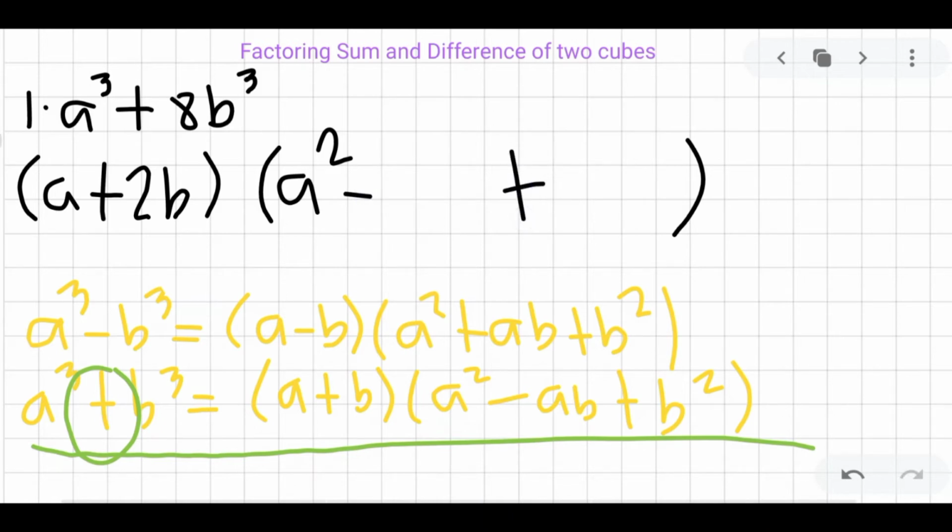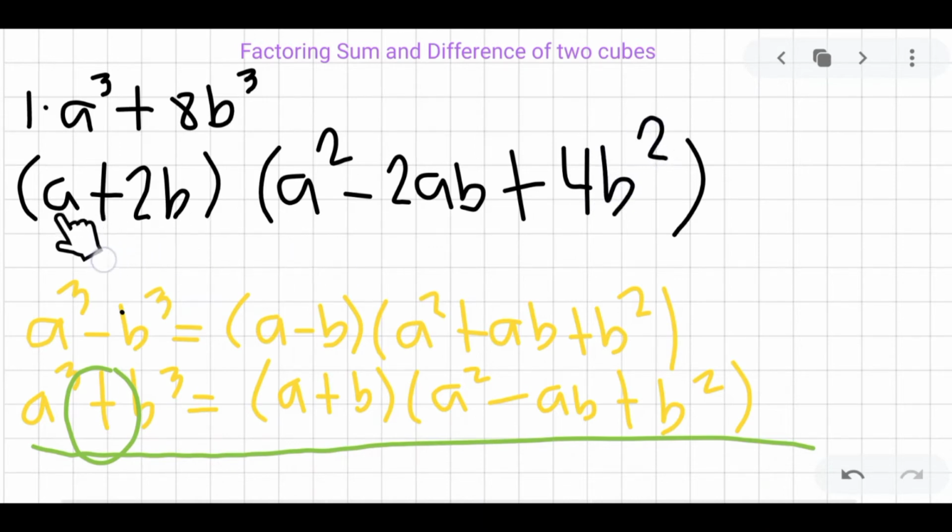Okay? So where did I copy that? I just copied the sign here in the format. So ab means we multiply these two terms. So we multiply. Answer, a times 2b. a times 2b, the answer is 2ab. Next, 2b times 2b, the very last term. 2b times 2b is 4b squared.